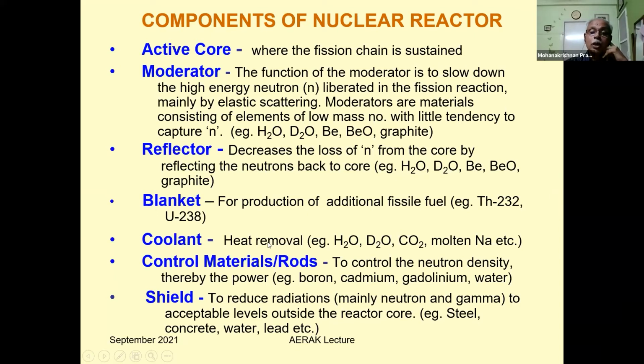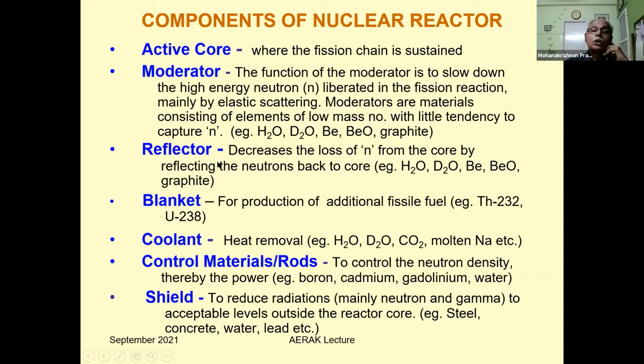Coolant is for heat removal. Water can be used, heavy water can be used, carbon dioxide can be used, molten sodium is used where you don't want any moderator. Control materials have a tendency to absorb neutrons more. Boron is the most popular. Cadmium, gadolinium, water also absorb neutrons. Shield is to reduce the radiations, neutron and gamma, to acceptable levels outside the reactor core: steel, concrete, water, lead, etc. So this gives somewhat of an outline of the reactor.